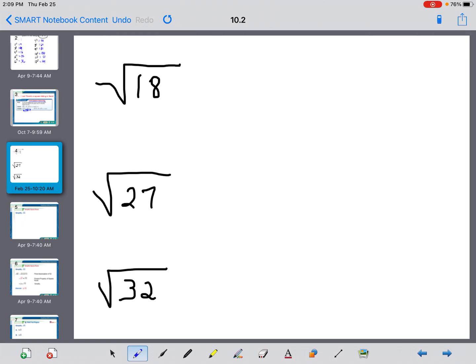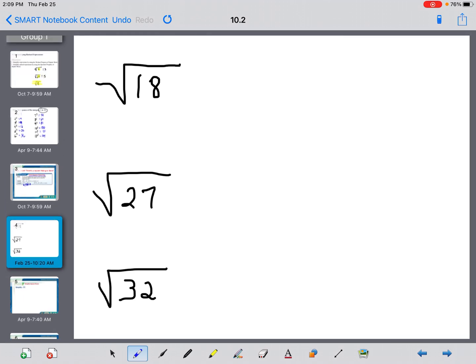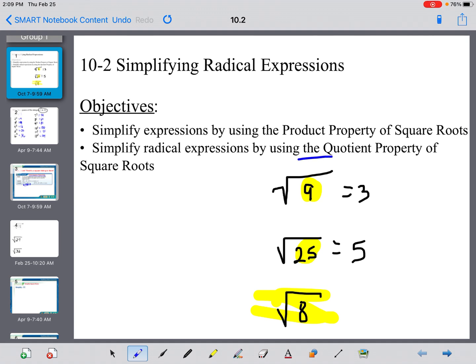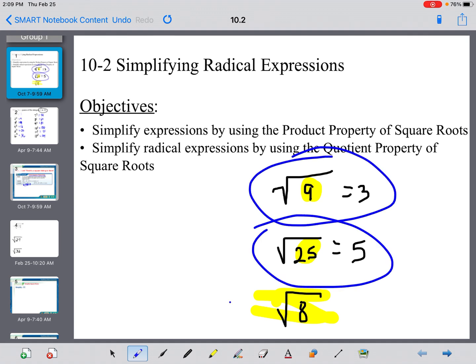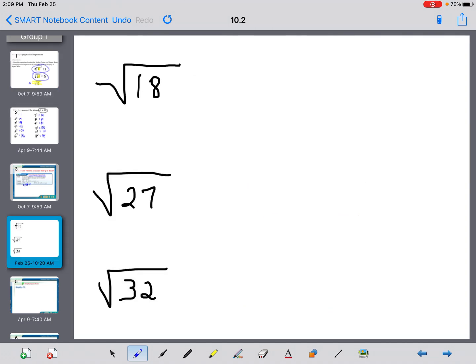None of these are cute. By that I mean 18 is not a square, 27 is not a square, and 32 is not a square. But they can be simplified. Now, we can't do that cute thing we did back up here where we saw that the square root of 9 was 3 and the square root of 25 was 5. We're stuck more in the area of this, where we have the square root of something that's not a square.